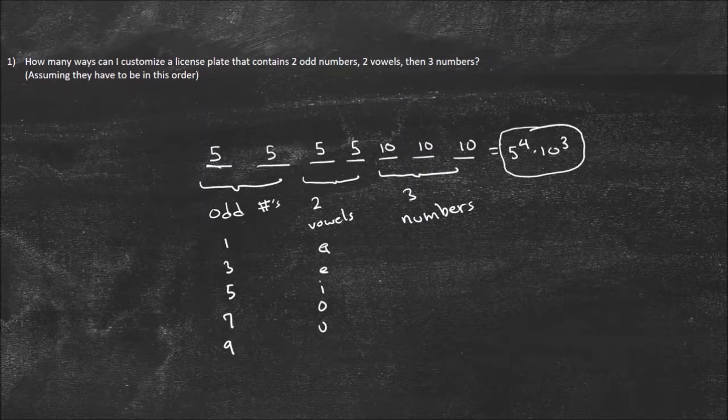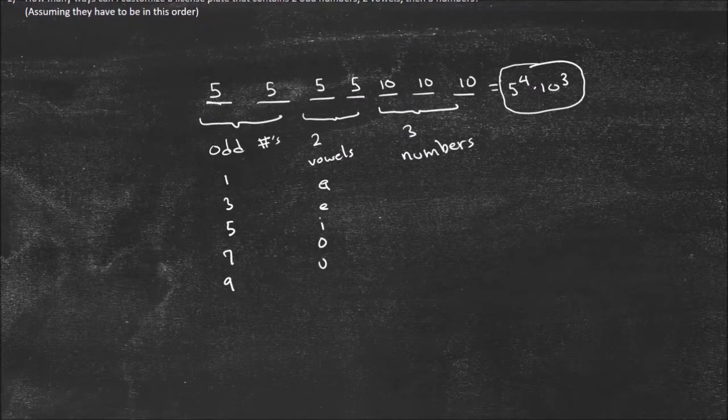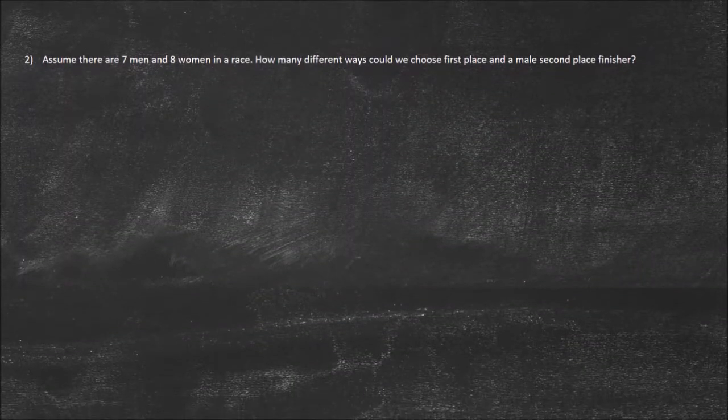The license plate is a really common question, so make sure you have this one down and you understand why it works this way. I would recommend drawing out the little lines that represent each license plate digit, and then putting on the top how many options you have, then multiply across, and that's your answer. It's a common question, and a good one to know.